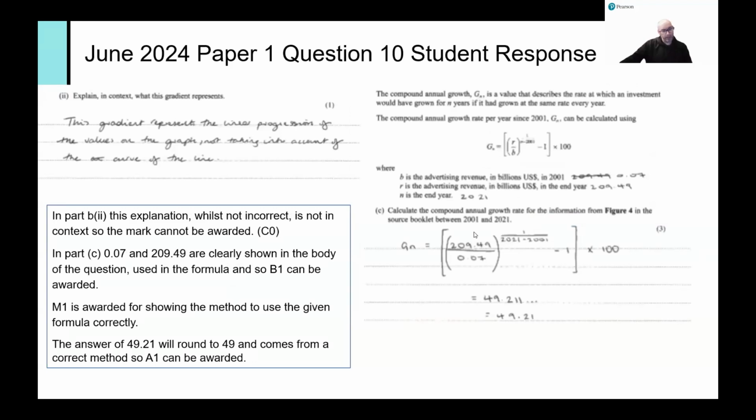So they've got a mathematically correct explanation of what gradient represents, but it's not in context. So they cannot have that communication mark. Part C, they have used correct values, so they do get the independent mark for that, the B mark, and the method is fine. And they can also get the final accuracy mark because we were looking for 49%. That rounds to 49, so that's all good.